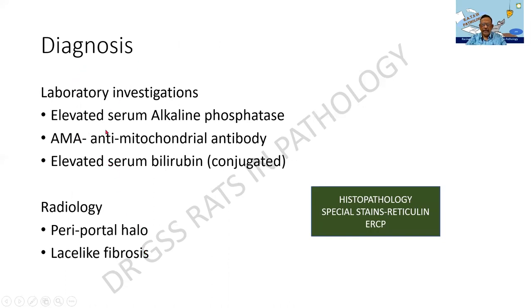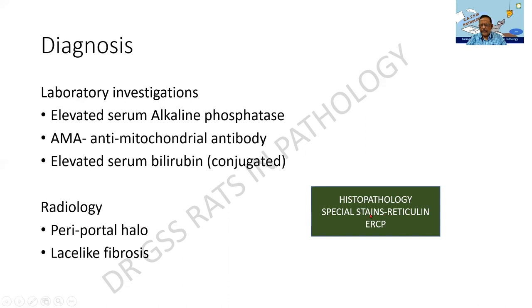What are all the laboratory investigations? Elevation of the serum alkaline phosphatase, antimitochondrial antibodies, elevated serum bilirubin, conjugated, because it's a type of jaundice. And radiologically, you find that there is a periportal halo. Periportal inflammation and fibrosis will lead to a contraction. Because of that, there is a clear space around the inflammation that is producing a halo. Then a lace-like fibrosis.